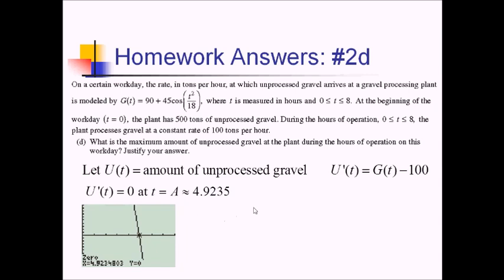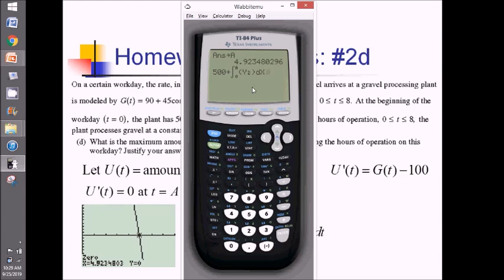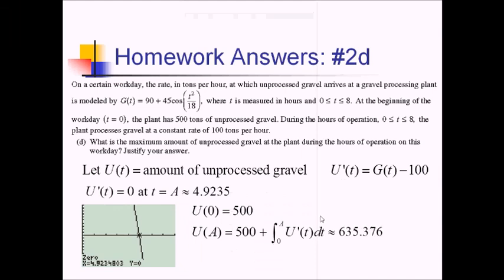Good for me. All right, I'm going to use the candidates test now to see what gives me the highest value: this critical value, the starting value of 0, or the ending value of 8. So at 0, I know I already have 500 tons of gravel. They gave us that. To figure out u of A, though, I need to do that 500 plus the integral from 0 to A of u prime of t. And for that, I need the calculator. So on my calculator, I've got 500 plus the integral from 0 to A of y2, because that's where I stored u prime. This comes out to about 635.376, and that's tons of gravel.